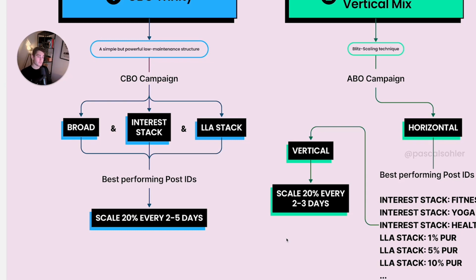The third one is then a lookalike stack. And with the lookalike stack, what you're going to do, or what I love to do, is I take the purchases and I create a 10% lookalike audience in that specific country. I found these 10% and 5% to work really well, even better than the 1% ones, and especially also more scalable. So I would just give them a shot. Again, that's the broad, that's an interest stack, and a lookalike stack. 3 different ad sets. And in each of these ad sets, you have the best performing post IDs.